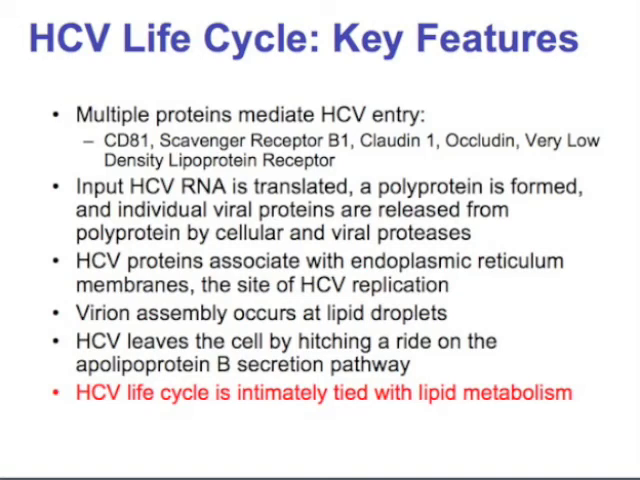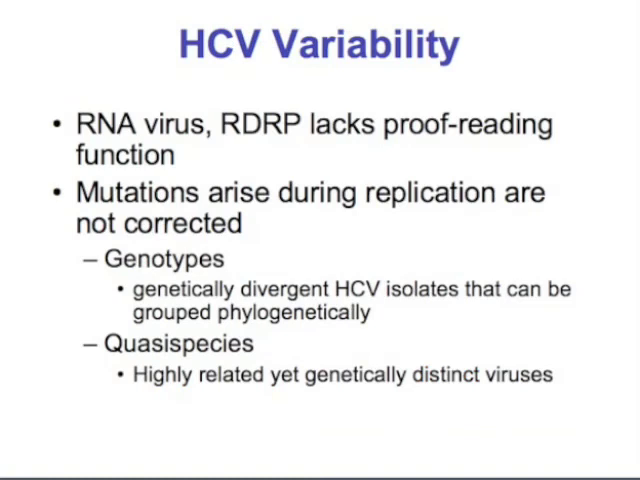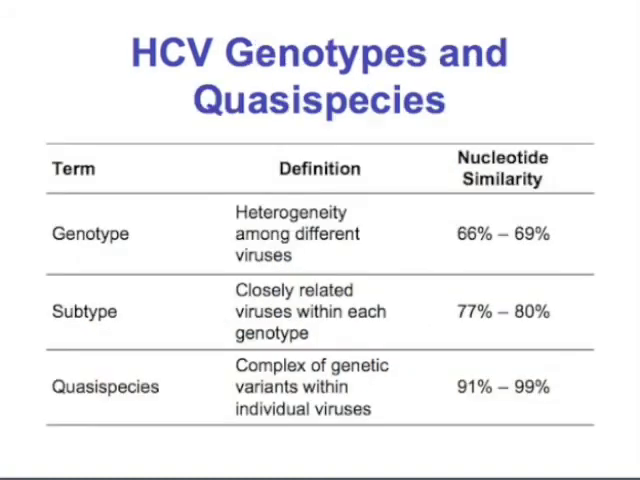This ability to generate mutations basically all the time during virus replication allows the virus to be grouped into genotypes, which are genetically divergent HCV isolates that can be grouped phylogenetically, and quasi-species, which are highly related yet genetically distinct viruses. What I mean by that is summarized a little more succinctly on this slide.